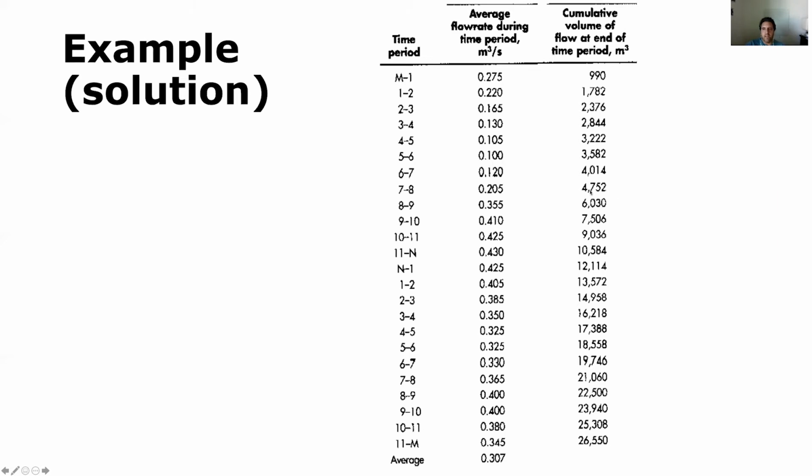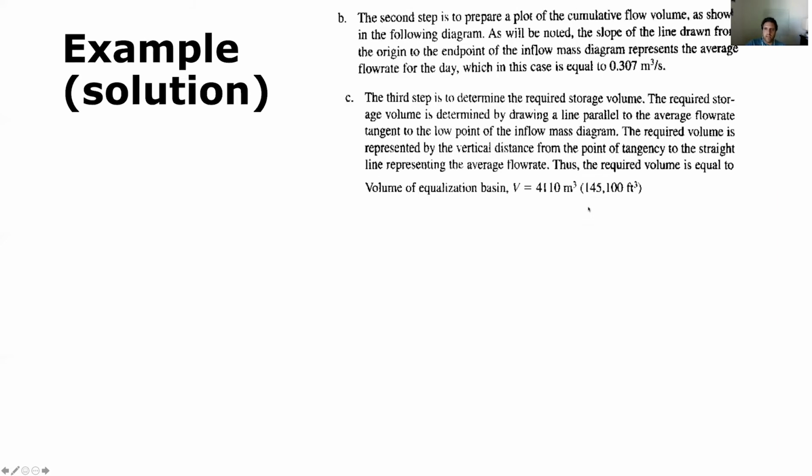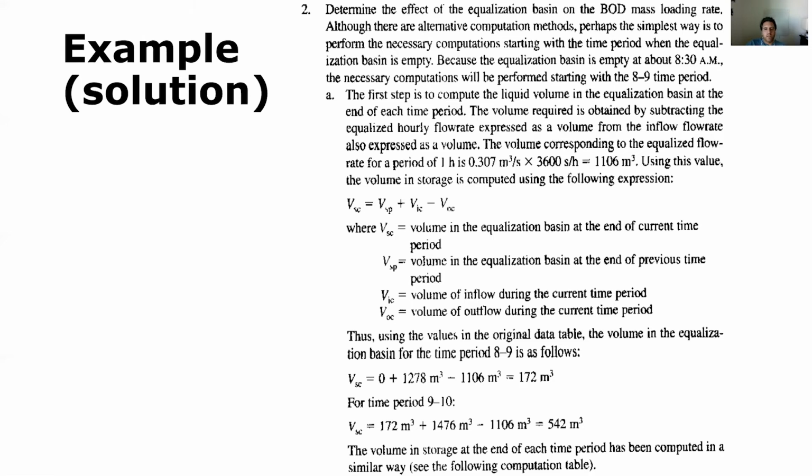So from 8 to 9, the difference in that cumulative volume is 1,278 cubic meters. Then we're subtracting from that the constant flow rate that we're pumping out of the system, the 1,106 cubic meters that you can see we calculated up here. So we are receiving more sewage into the equalization tank than what we're discharging. We're going to get an increase in the level of sewage in the tank, and that increase over that 1 hour period is 172 cubic meters.